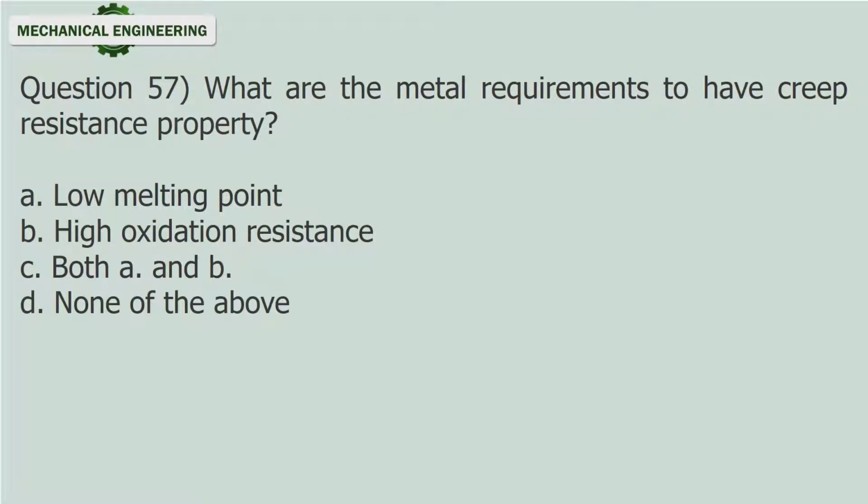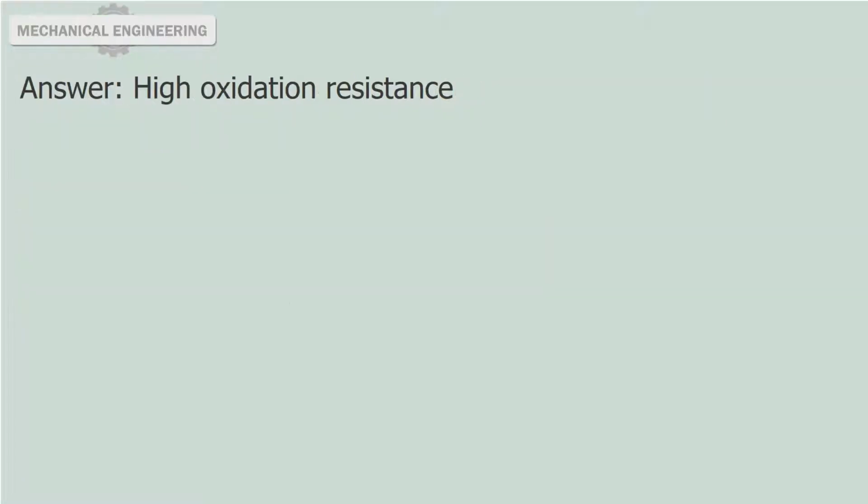Question 57. What are the metal requirements to have creep resistance property? A. Low melting point. B. High oxidation resistance. C. Both A and B. D. None of the above. Answer: high oxidation resistance.